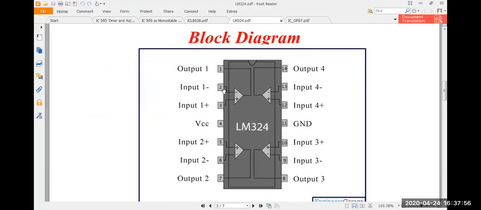So this is the block diagram of LM324. You can see there are four comparators. Fourth pin is plus VCC and 11th is ground. So you can see there is only one power supply in the case of LM324 and four comparators.